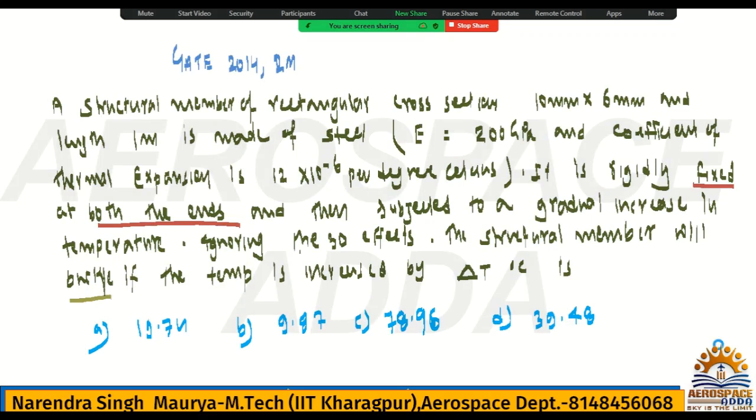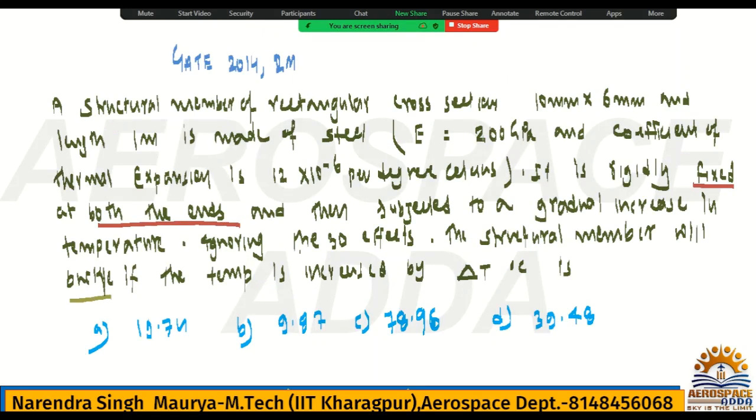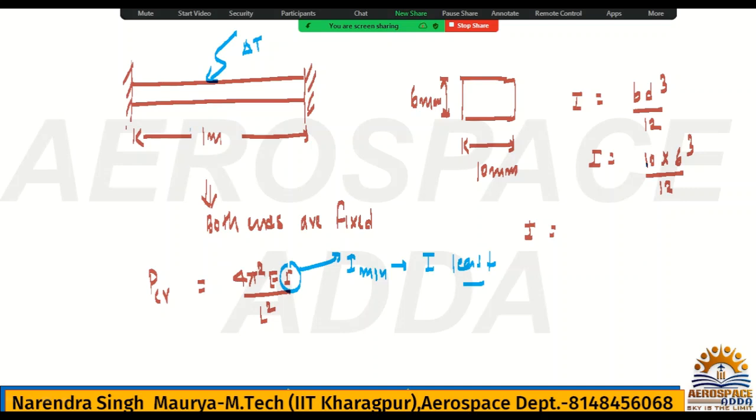Okay, now moving ahead. You will calculate 10 into 6 power 3 divided by 12, you will get some value. PCR, this is the formula. Now the question is, if you subject this column to temperature, thermal energy, then definitely delta T will be given here. Because both ends are fixed, once you give the temperature, it will try to expand. The coefficient of thermal expansion for this structural member is 12 into 10 power minus 6, and it is positive. That means whatever material is used for this structural member, it will enlarge in size.